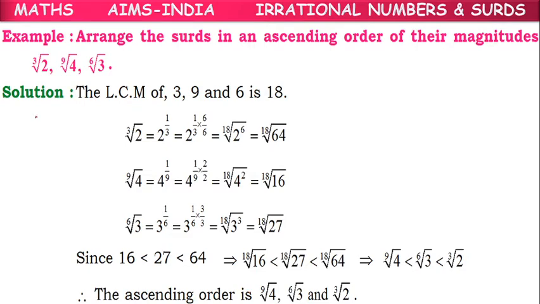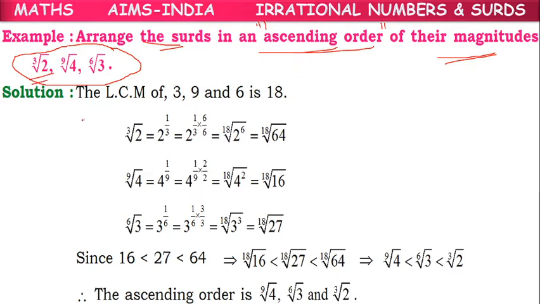One more question. Arrange the surds in ascending order of their magnitudes. Here we have 3 surds. We have to arrange them in ascending order. So first we have to convert them into the same order. Then only we can arrange them in ascending order.